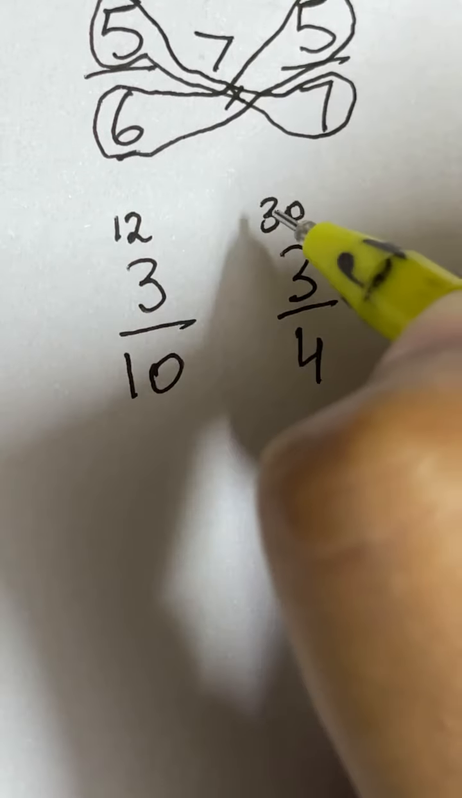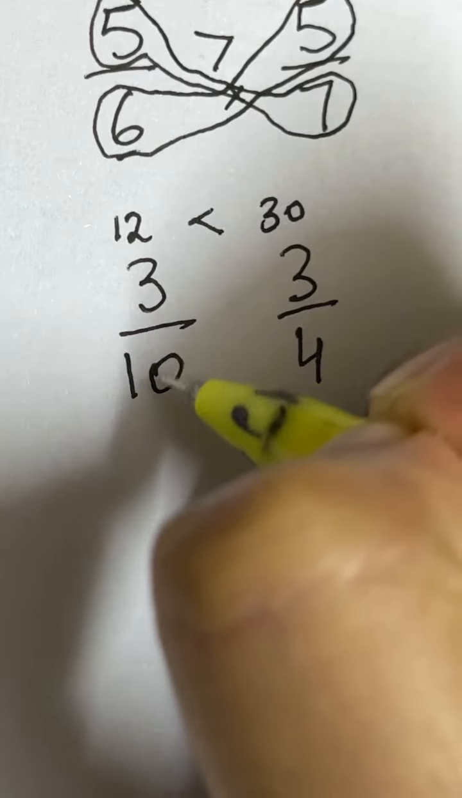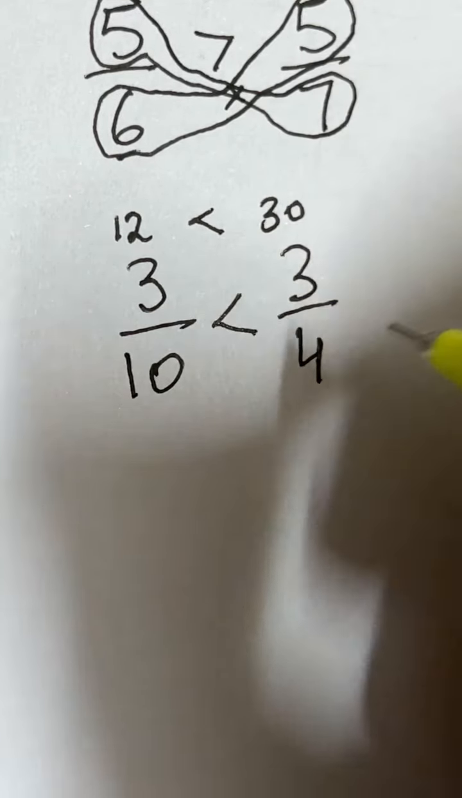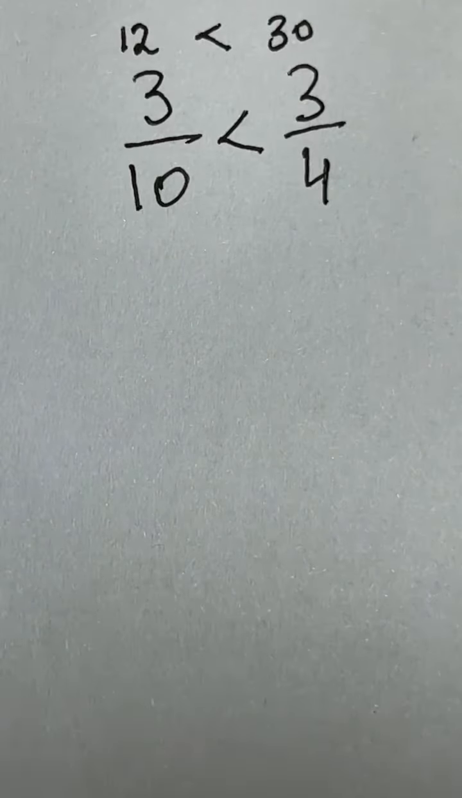And so which one is more? 30 is more than 12. So we say that this fraction, 3/10, is lesser than 3/4. That's how we do it. Okay, let's see another example on this.